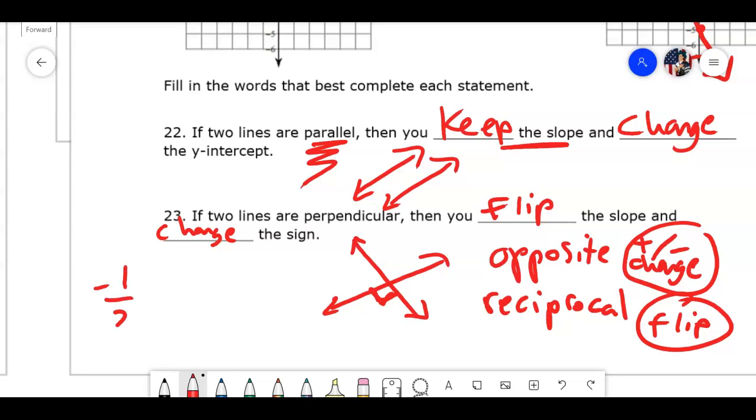So for example, negative 1 over 2 perpendicular will be positive 2 over 1, right? That's just an example.